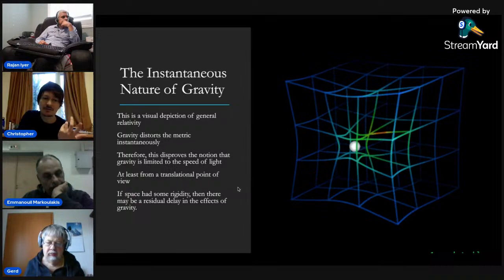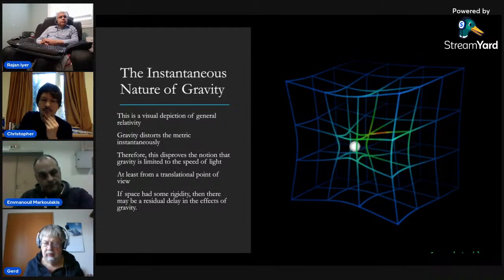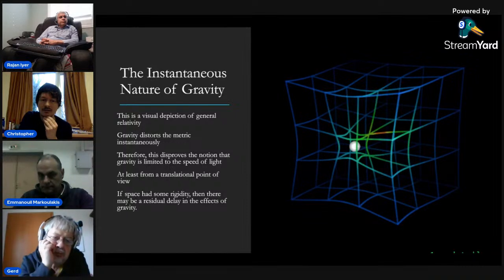So it seems to disprove the notion that gravity is limited to the speed of light, at least from a translational point of view. As the body is moving around, if space was some sort of viscous substance, then we might see a residual delay in the effects of gravity from a perpendicular point of view. But certainly the consensus is that space-time has nothing like viscosity or rigidity, but perhaps that is not the case.